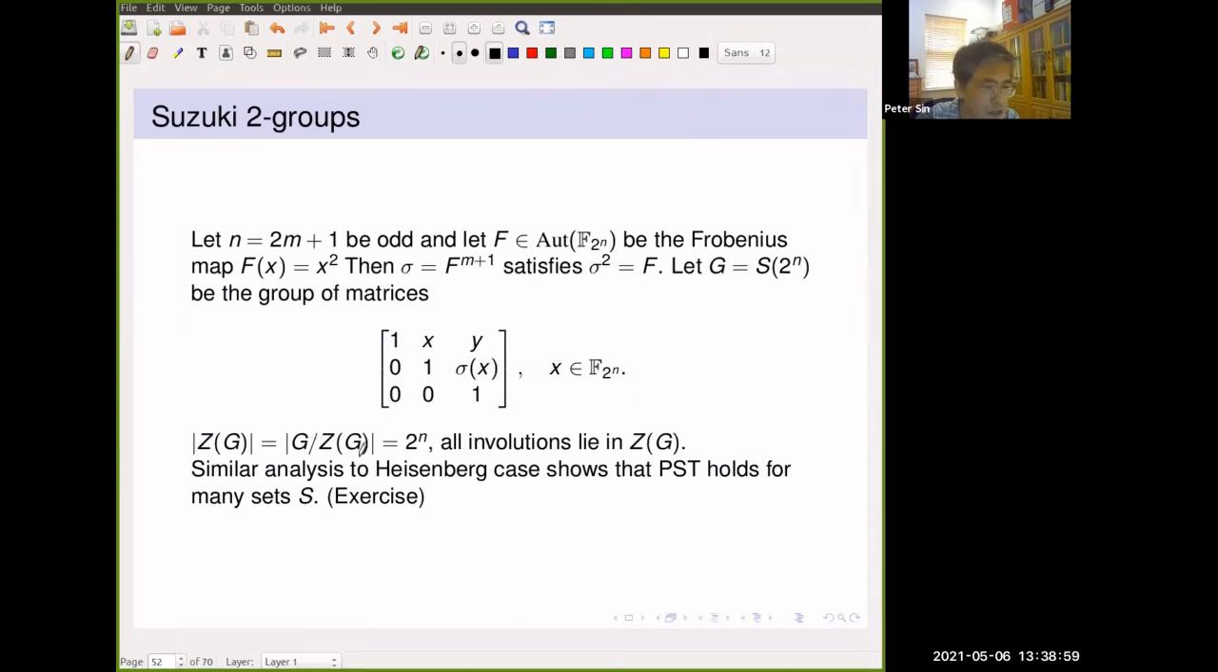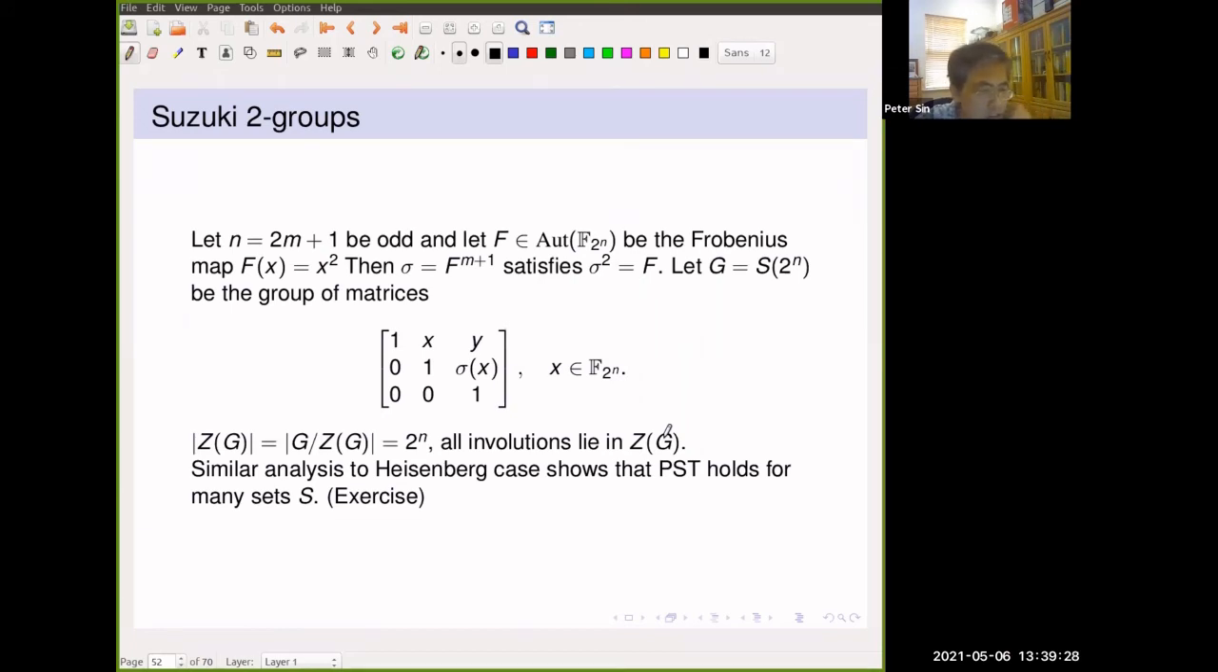And G modulo the center also has order q. And this group has the interesting property that all the involutions are in the center, right? Okay, and you can carry out a similar analysis to the Heisenberg case to show that we have perfect state transfer for many choices of connecting sets S.